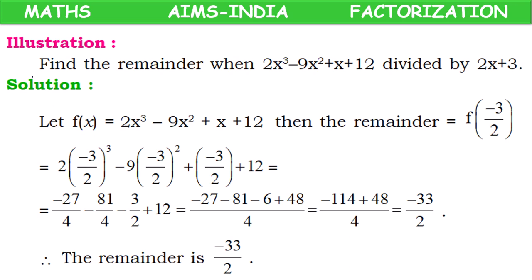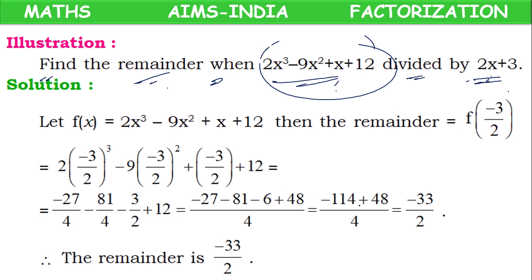Next, another illustration, another example. Find the remainder when this expression is divided by 2x plus 3. We have to find the remainder when this expression is divided by 2x plus 3, which is in the form of ax plus b. What is its remainder?